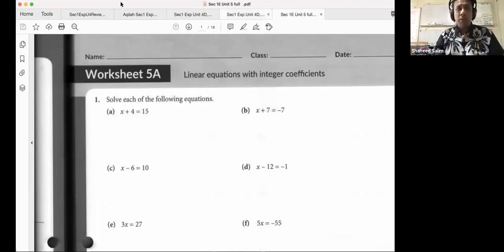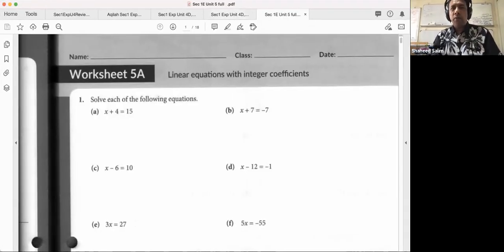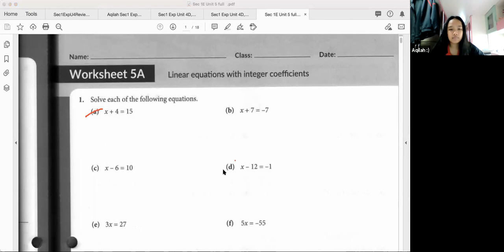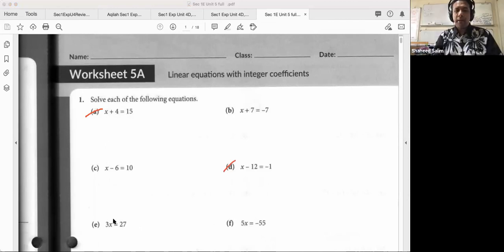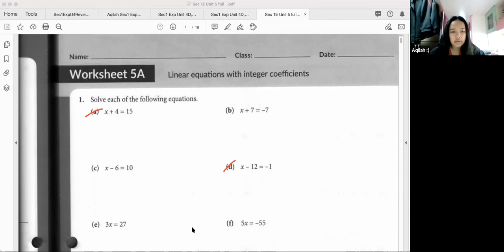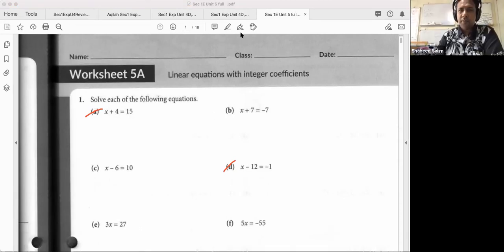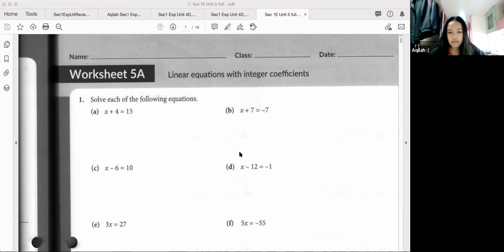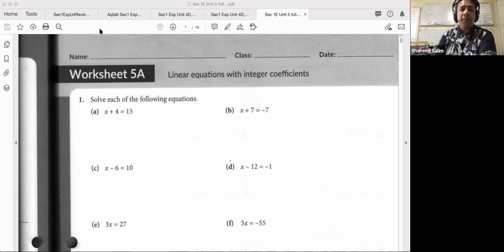Okay, so we're gonna try this one, all right? Maybe we don't do all, and the rest that you don't do, you do as homework, can? Okay. You try A, D, this is too easy, A, D first. A is 11. And D is 11. Okay, well done. That means you're okay with that, you can do it mentally.